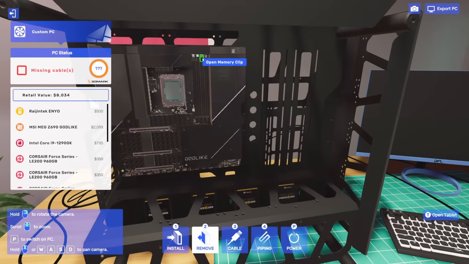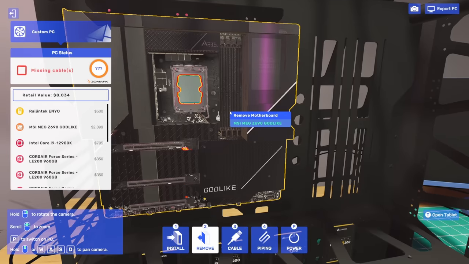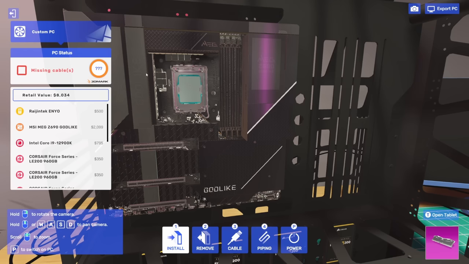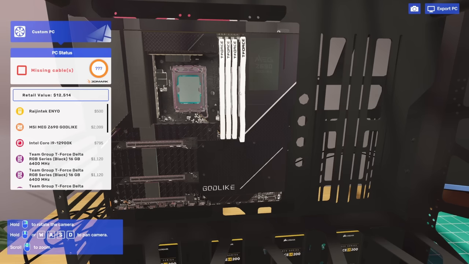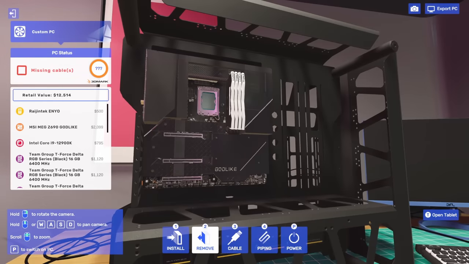Because this is a DDR5 chipset and a DDR5 motherboard, we can put DDR5 RAM in. It's the first time DDR5 has debuted in PC Building Simulator, and it is expensive, which is wonderful for what we're trying to do right now. So we can put in the Team Group T-Force Delta RGB 16 gig 6400 megahertz kit, and we can do four of these. They are $1,120 each, which means we are going to put in $4,480 of memory into this computer, which just feels sort of gross, but let's do it for the sake of getting this to be expensive. It's super worth it. So now we're up to $12,514. Things are happening.